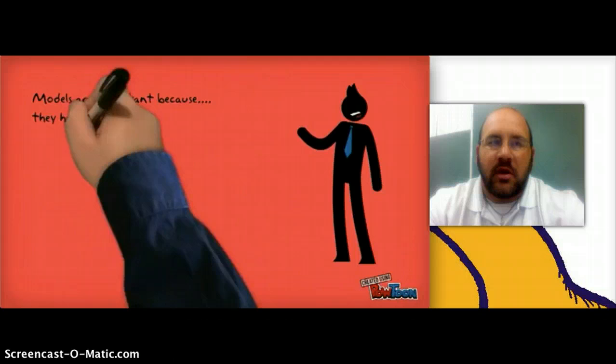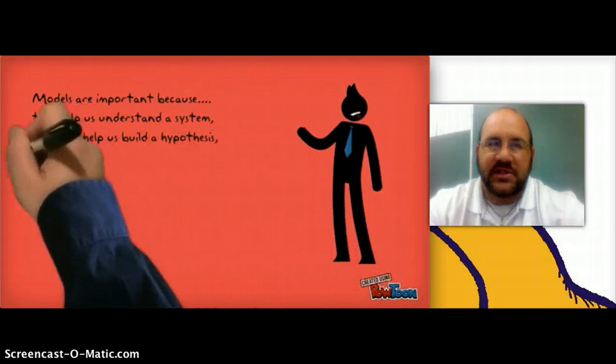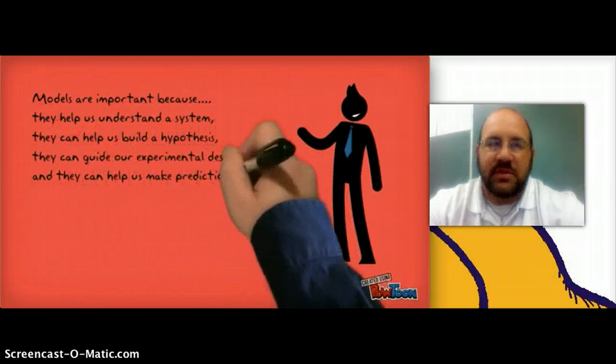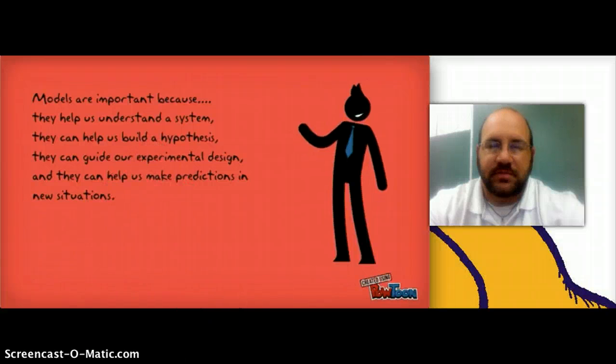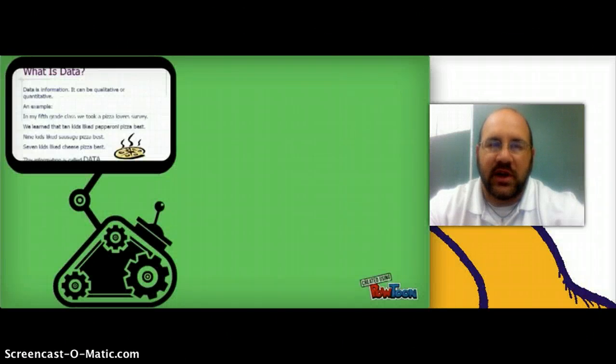Models are important because they help us to understand a system, to help us build a hypothesis, they help guide us through our experimental design, and they can help us make predictions in new situations. It means that it's going to help us to infer, to look ahead, and to predict.